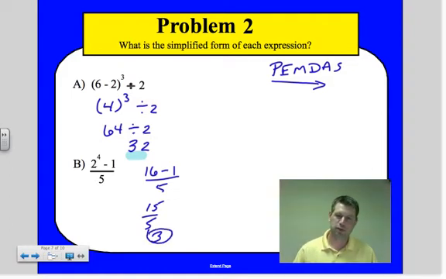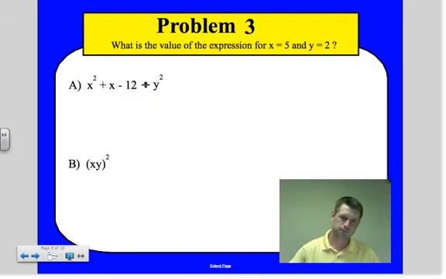Okay, so PEMDAS, you got to follow that order of operations. I think I hit everything in that note section there about PEMDAS. So make sure you get that caught up. Go back if you need to.